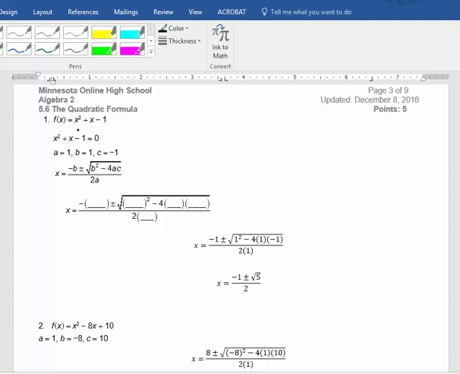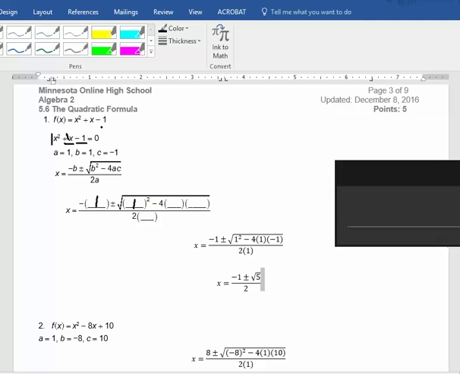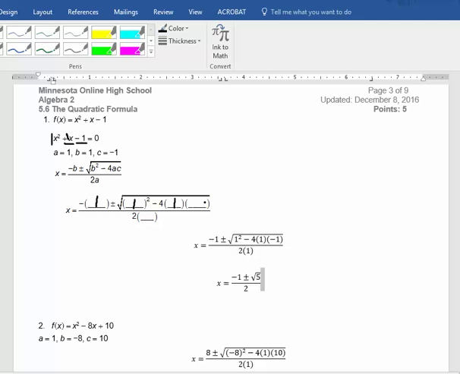We already have that a would be 1, that's the coefficient in front of the x squared term. B is 1 because it's a plus x, which is the same as plus 1x. And c is negative 1 because it's minus 1 for the last term, the constant. So in here, you're going to replace b with 1, and you're going to replace b squared with 1 squared, and you replace 4a is 1, and c is negative 1, and 2 times a is 1. So a lot of 1's in this problem. And that's what I have right here.